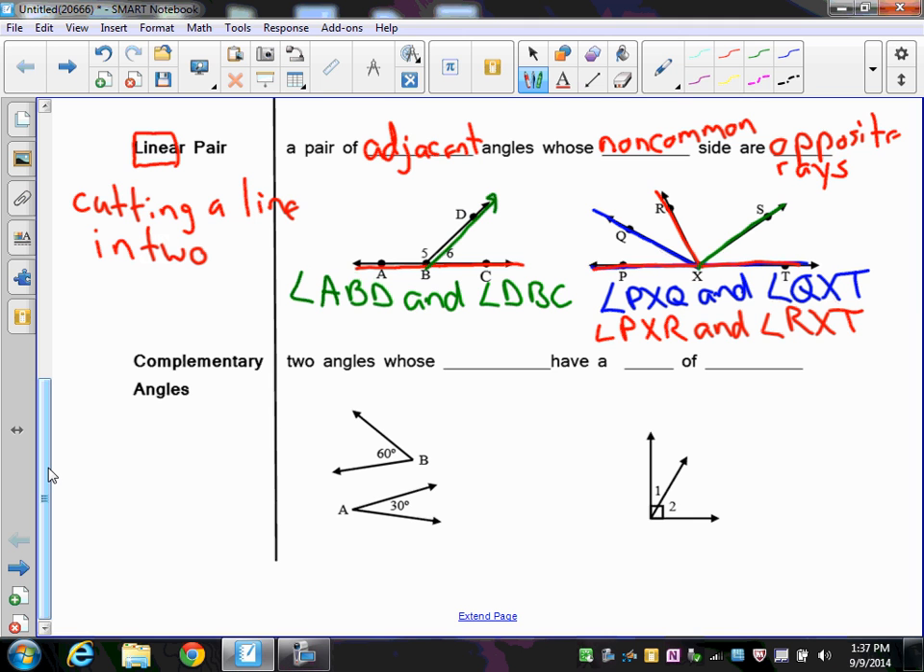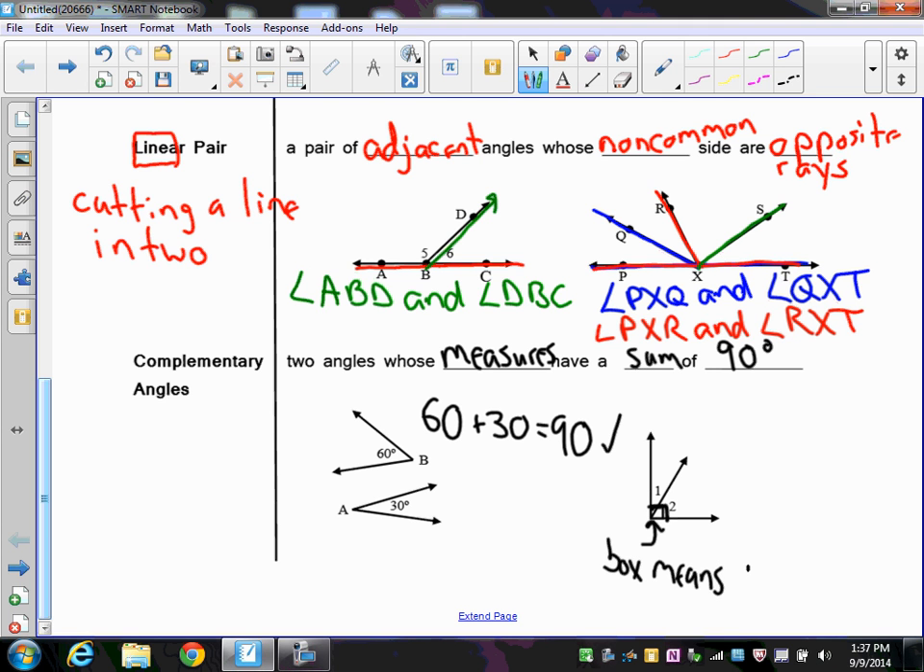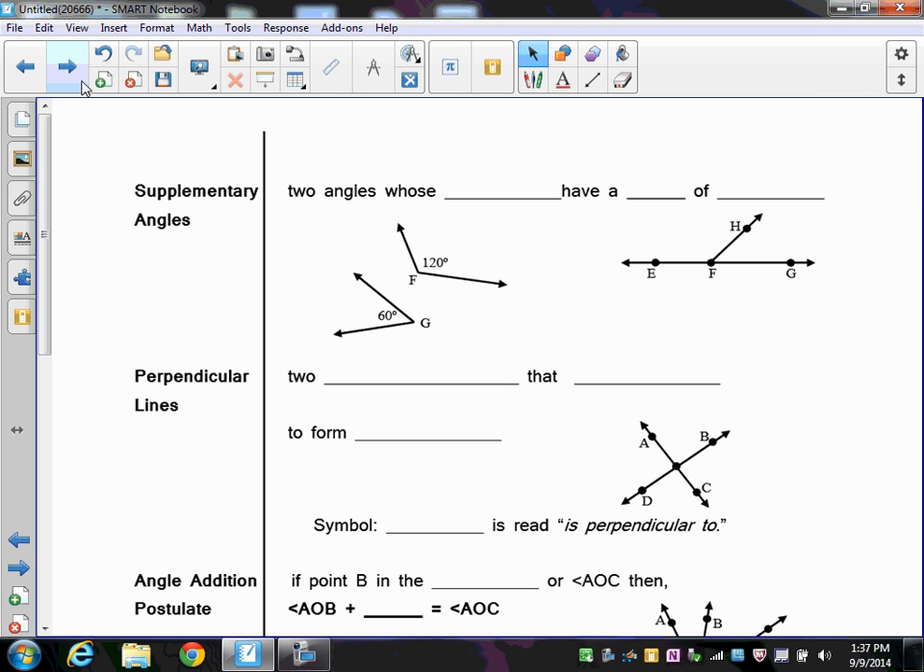So complementary angles are two angles whose measures have a sum of 90 degrees. So quite simply, 60 plus 30 equals 90. That's complementary. This symbol right here, the box, means 90 degrees. In a second, I'll show you a good way to remember complementary angles. First, we need to talk about supplementary angles, though.